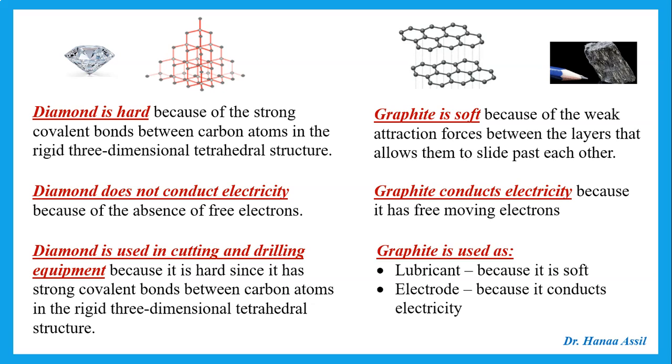What about graphite? Well, graphite, we said it's soft. So because it is soft, I can use it as a lubricant or lubricating agent. Now, we also said that graphite conducts electricity, so we can use it as an electrode, and we will be talking about electrodes when we talk about the chapter on electrolysis. So for now, know that graphite is used as an electrode because it conducts electricity.